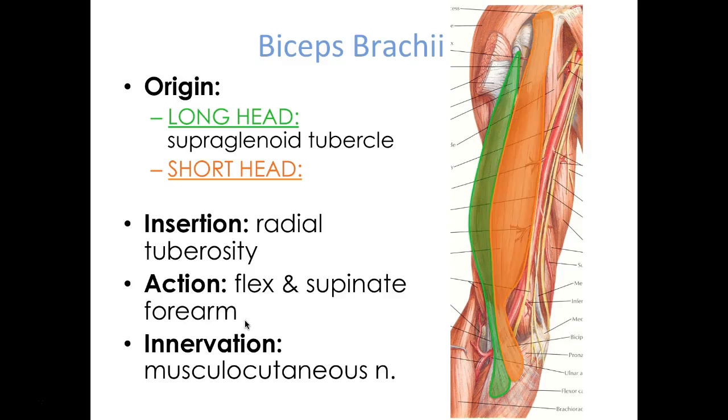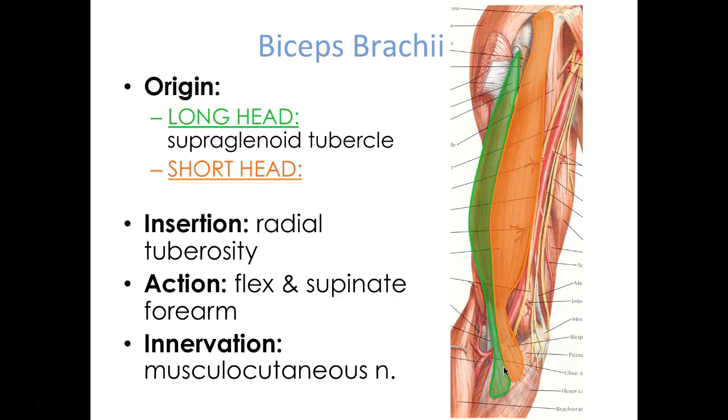Now you might be thinking, okay, Mrs. B, this doesn't make sense. Why is the long head short and the short head is long? But the reason for this is this long head that you see in green actually continues up into the shoulder joint to originate at the supraglenoid tubercle. So it in actuality is longer. And the short head, I don't know why my origin got deleted here, but it's going to originate from the coracoid process. Then both of these heads go and insert into the radial tuberosity on the radius.